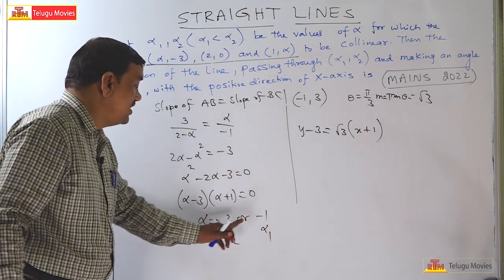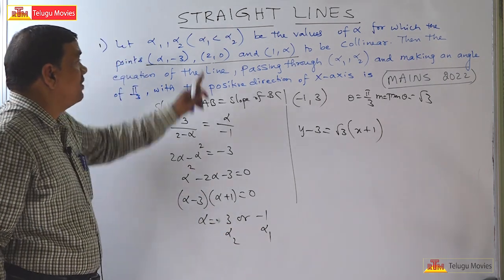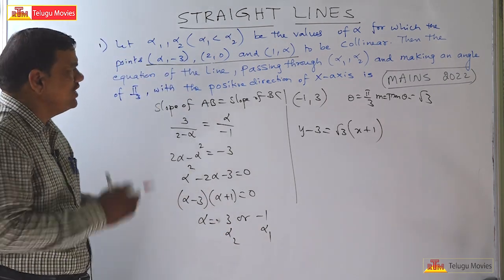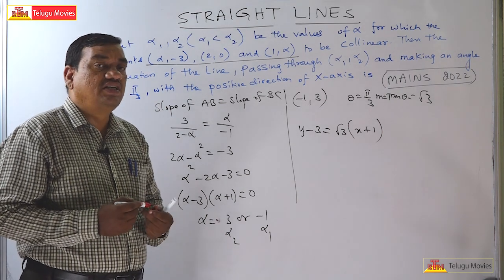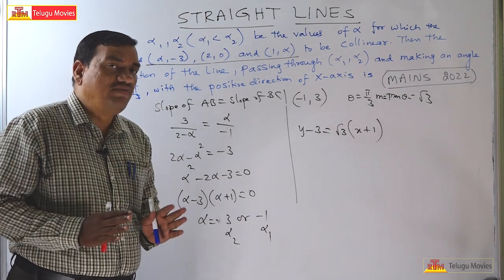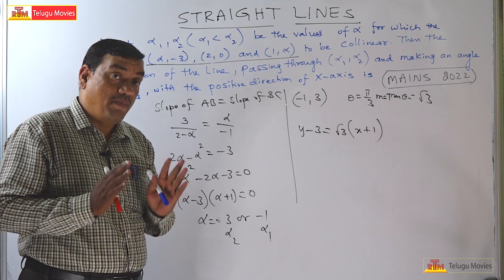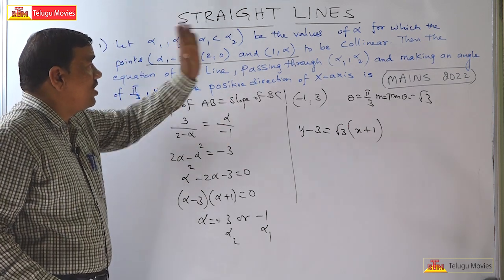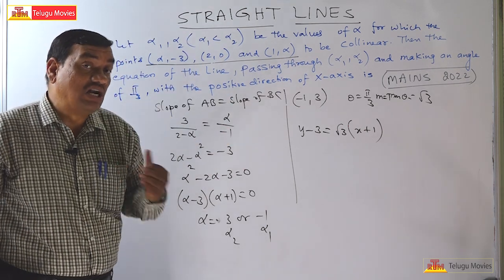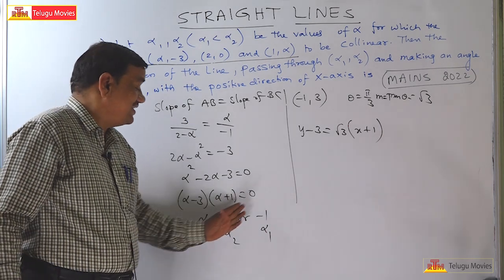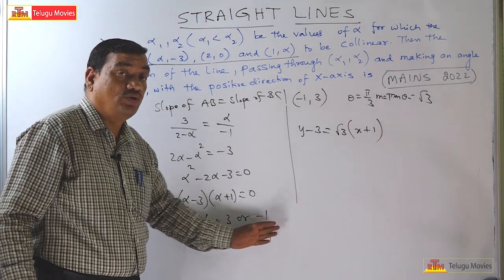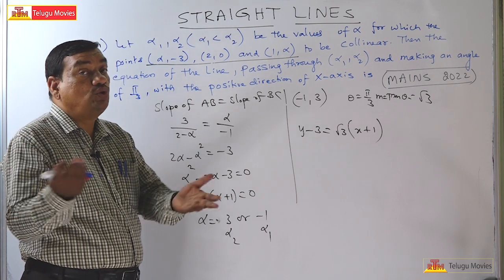Here clearly this is alpha 1 and this is alpha 2, because alpha 1 is less than alpha 2. In a JEE Mains problem, everything is clearly mentioned. Here it is given that alpha 1 is less than alpha 2. If it were not given, some students may take this as alpha 1 and that as alpha 2, and thereby you would get two equations.